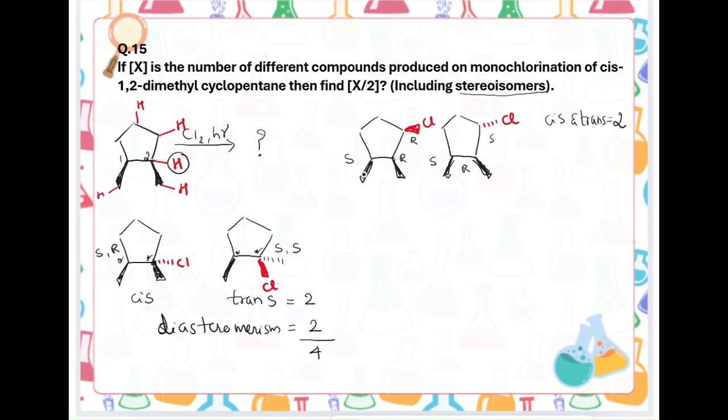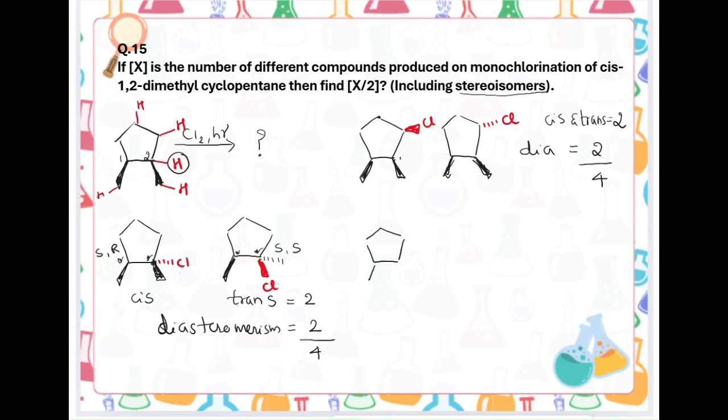So what is the relation between SRR and SRS? That is a diastereomer. Therefore, we are going to get two diastereomers also, because in the question it says all, including all stereoisomers. So diastereomers would be 2. How many we got here? 4. Now moving on to this carbon.